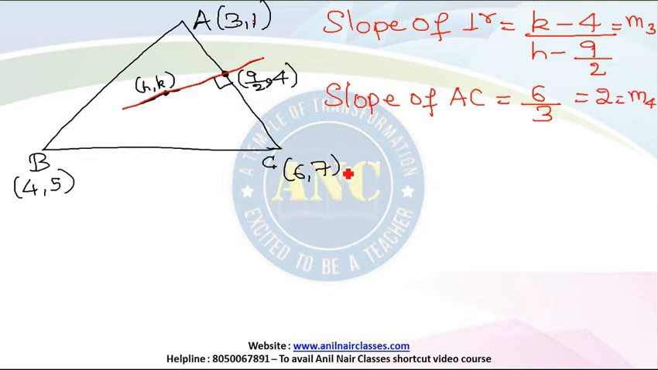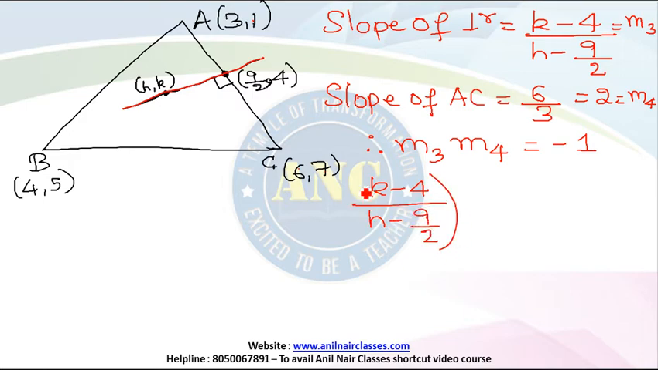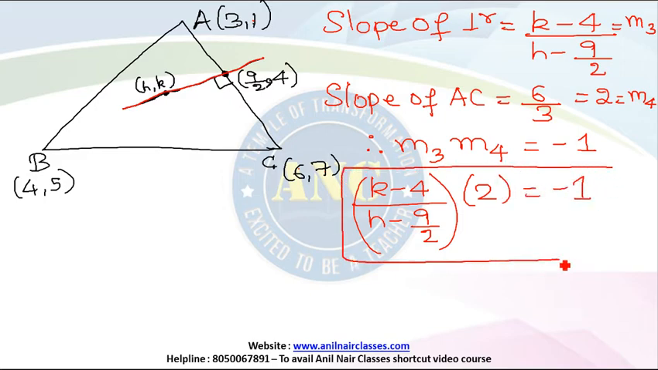Why did I take m3 and m4? Because I know that they are perpendicular lines and the product of the slopes of two perpendicular lines will be minus 1. That means (k minus 4) divided by (h minus 9 by 2) into the m4 value, which is 2, is equal to minus 1. This is my second equation. This is my equation 2.